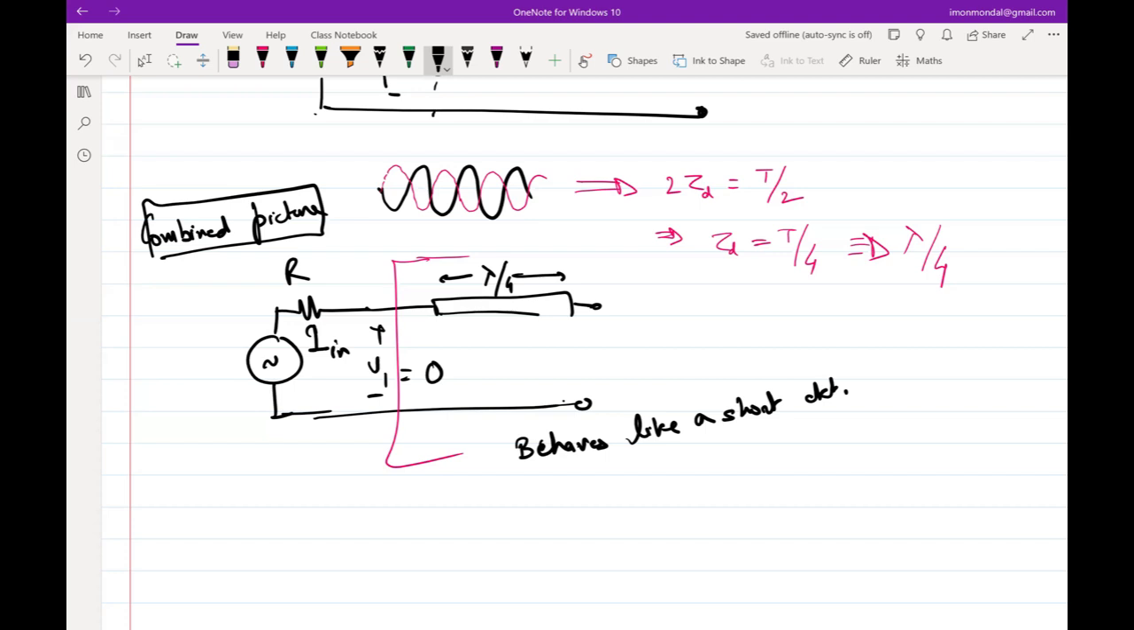Okay. Similarly, you can do the exercise yourself. What happens if we have a short circuit at the load side? You are going to see that it will behave like an open circuit at the source side.